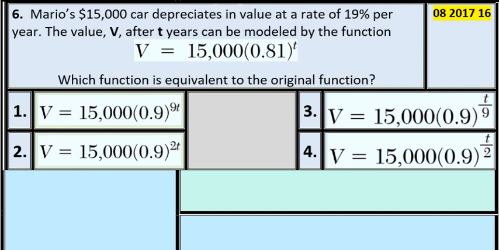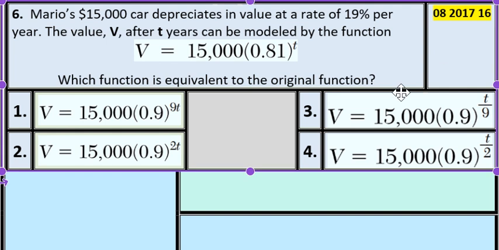Okay, question 6. Mario's $15,000 car depreciates in value at a rate of 19% per year. The value V after T years can be modeled by the function V equals 15,000 times 0.81 raised to the T power. Which function is equivalent to the original function?